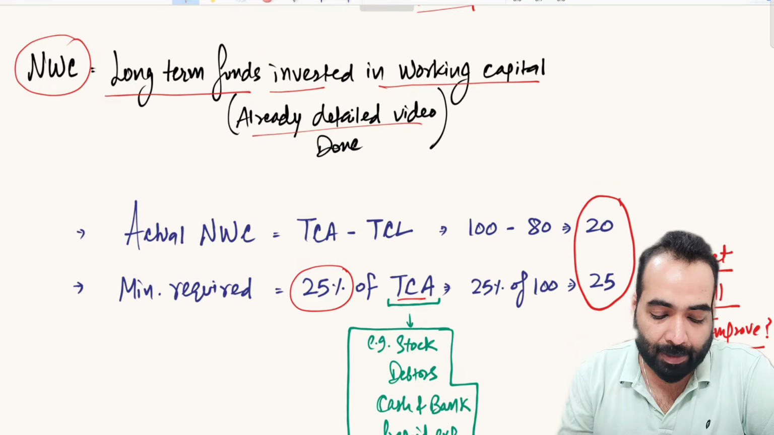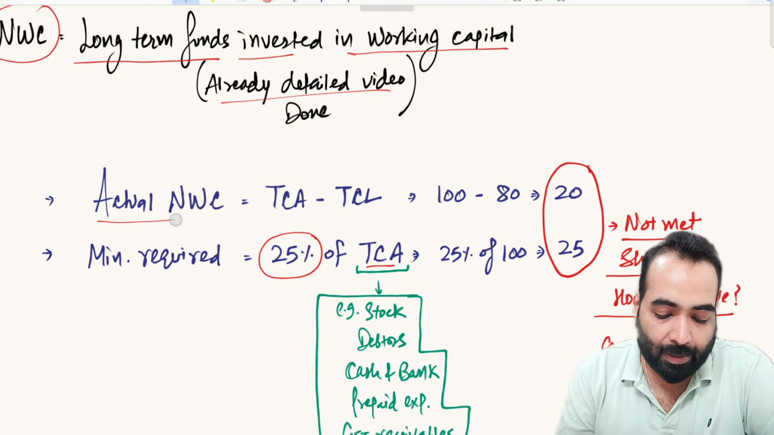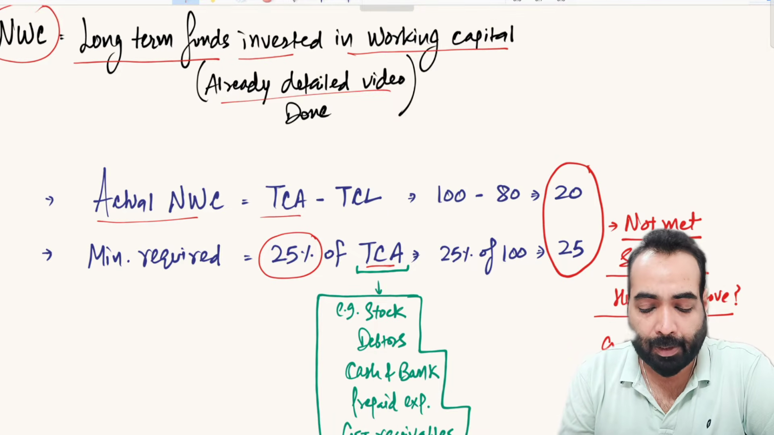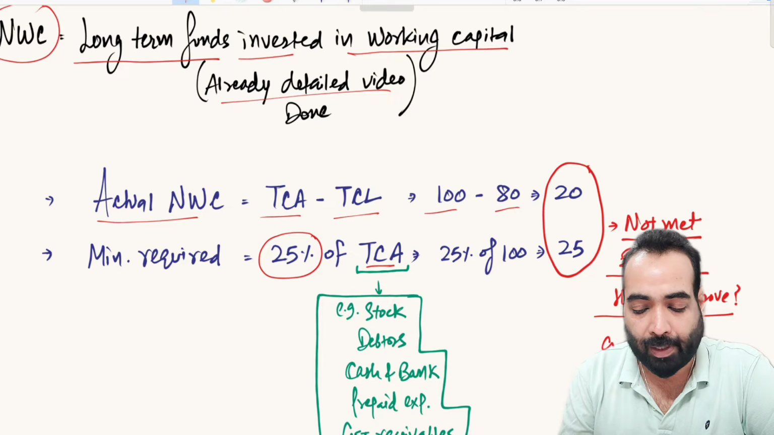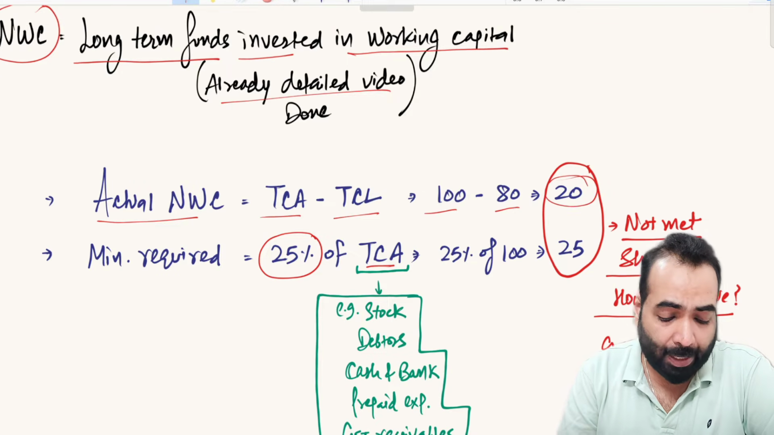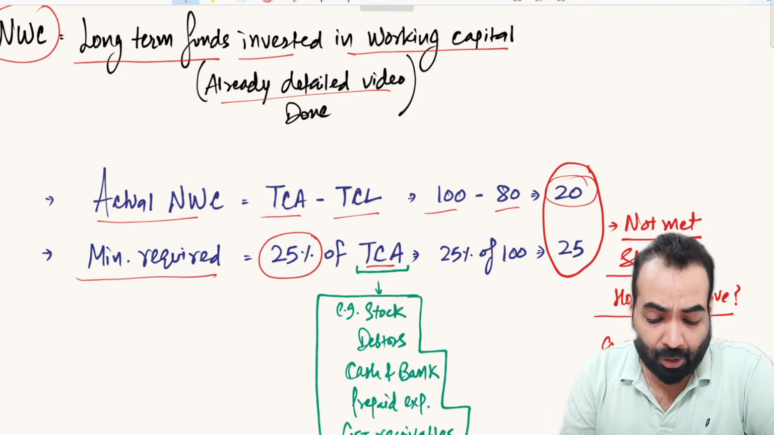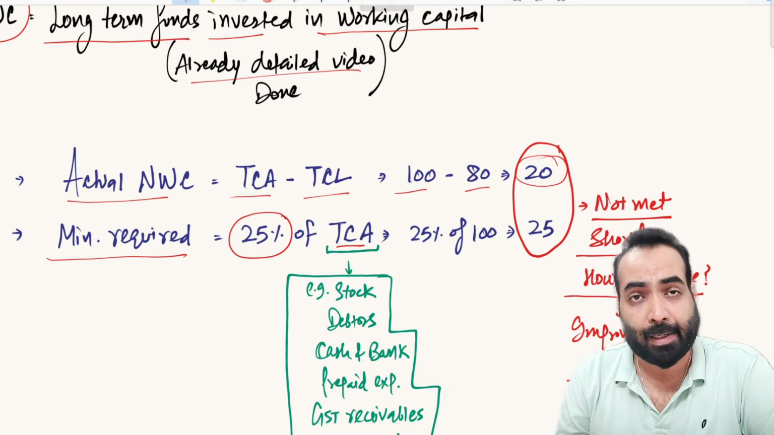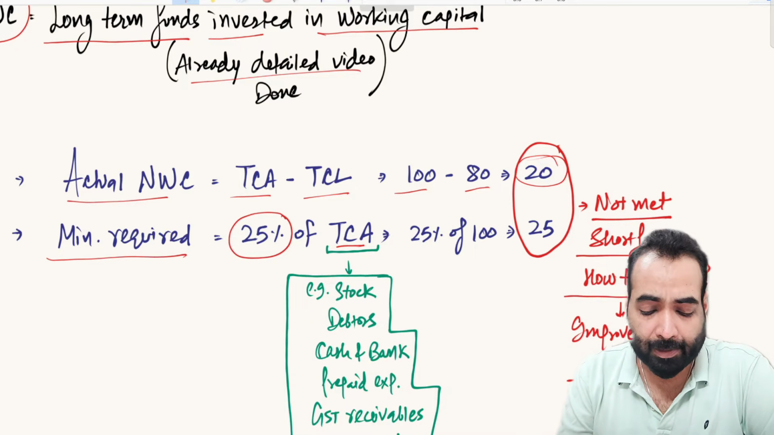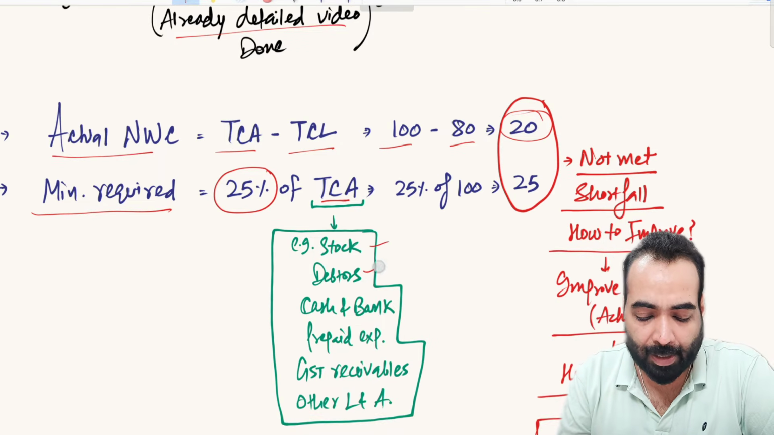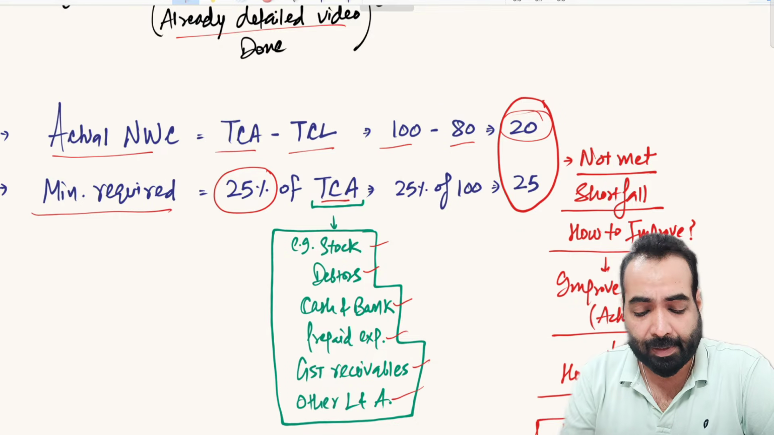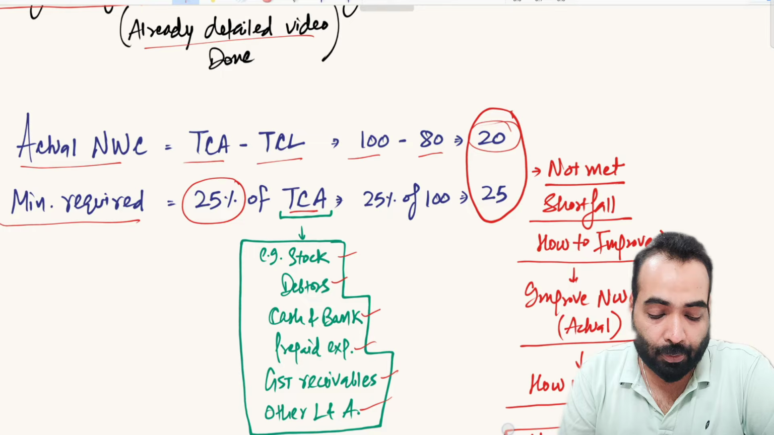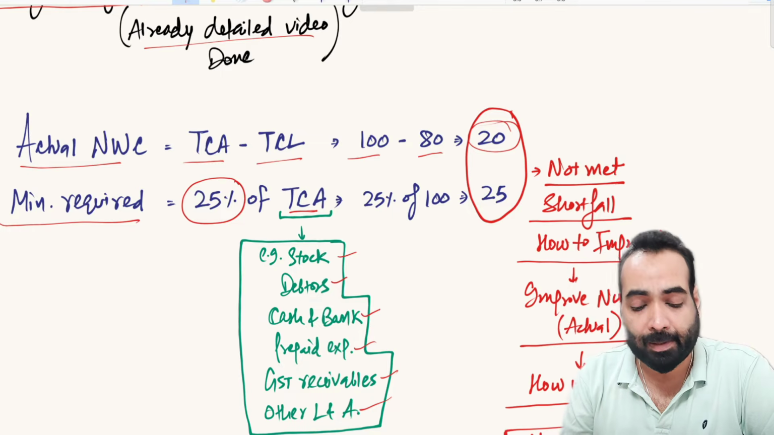So I have taken an example. Actual NWC, total current assets minus total current liabilities, 100 minus 80 is 20 rupees, your actual NWC, and minimum required NWC is 25% of total current assets. Total current assets means stock, debtors, cash and bank, prepaid expenses, GST receivables, loans and advances. These are all types of current assets. So you do 25% of the total current assets in this formula.